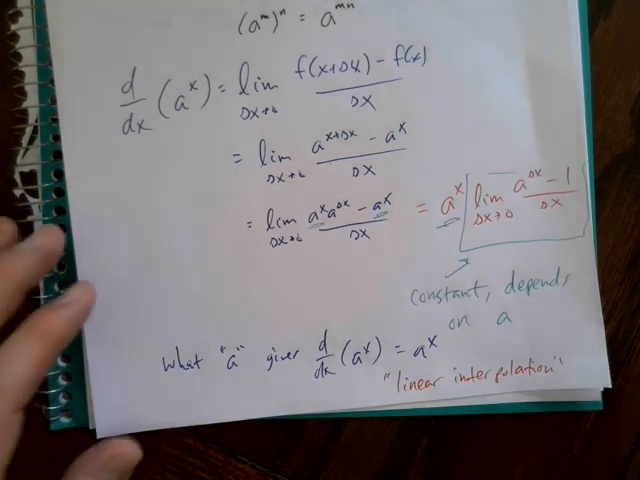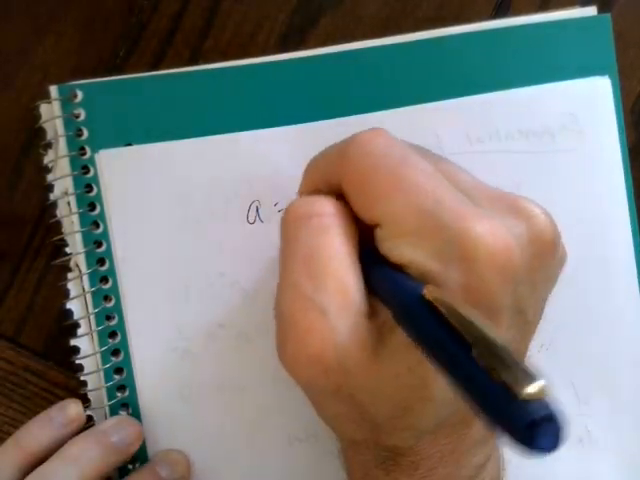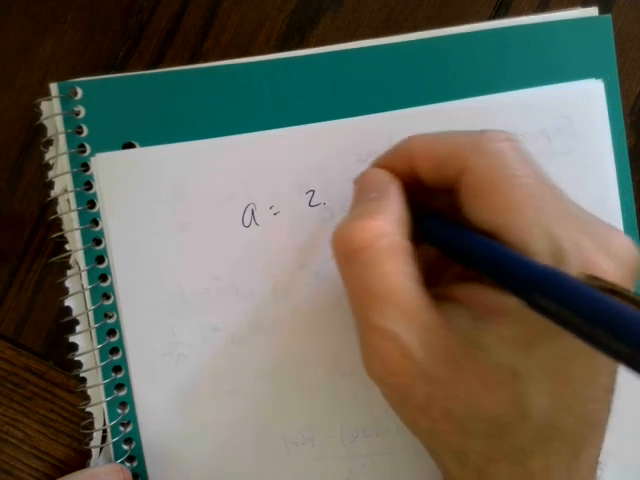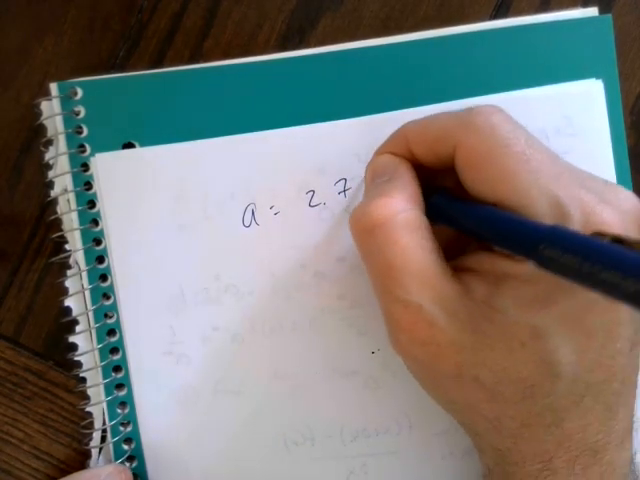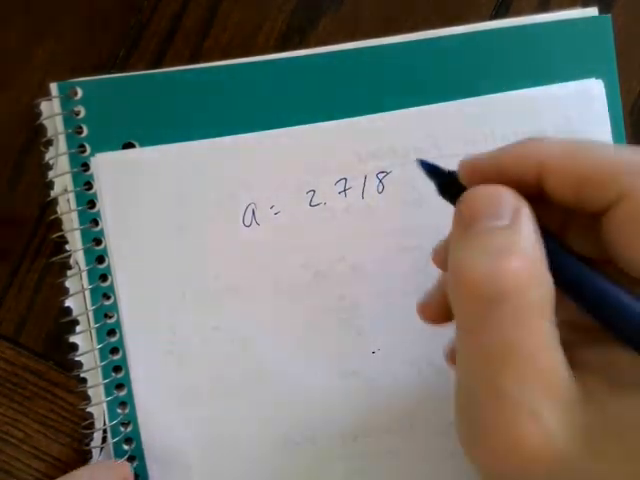It ends up that the number that gives you 1 for that limit is a equals like 2.718, etc., etc.